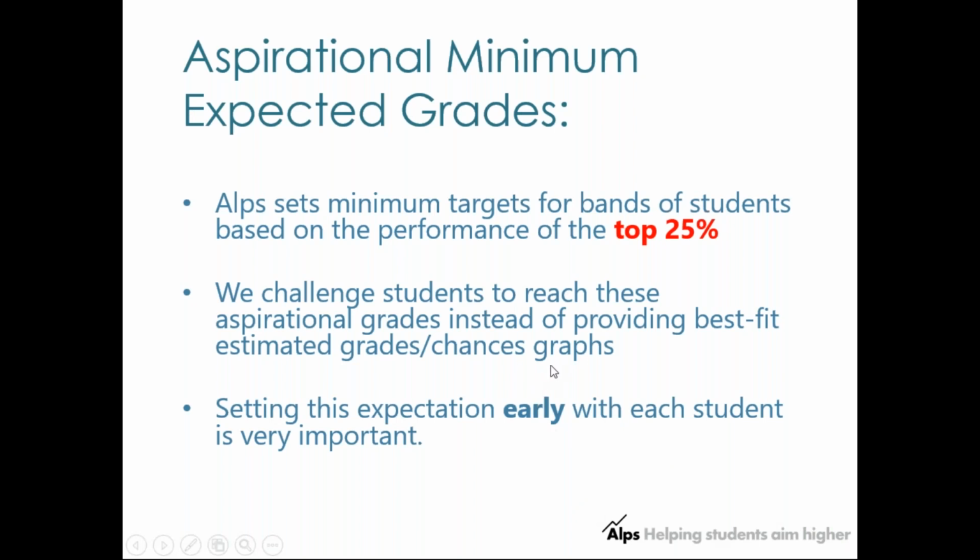So Alps set minimum targets for bands of students, and it's 11 prior attainment bands based on the performance of the top 25% of schools in that prior attainment band. We challenge students to reach those aspirational goals. We don't provide best fit graphs or chances graphs where a number of different grades might be available to students, but we're challenging to reach that 75th percentile or beyond.